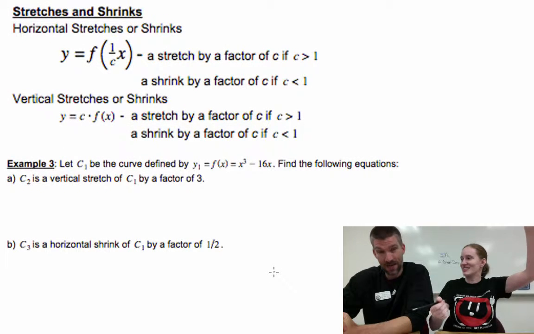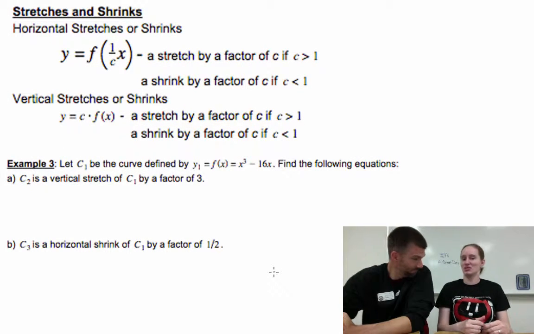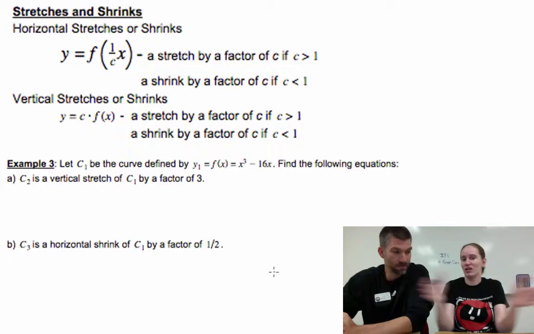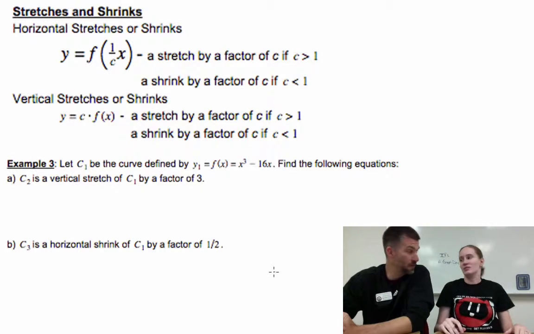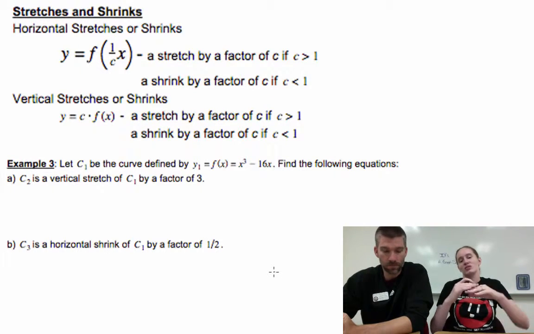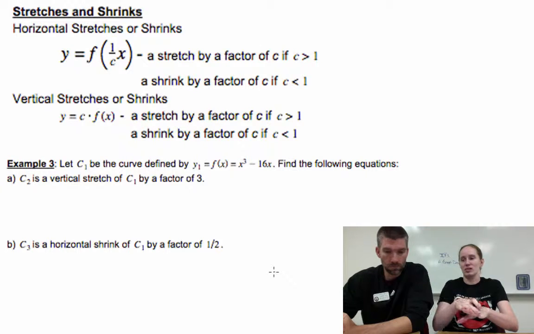Stretches and shrinks. Okay, so a horizontal stretch or shrink is where our graph is going to be stretched or shrunk horizontally. A vertical stretch or shrink is where our graph is stretched vertically or shrunk vertically.